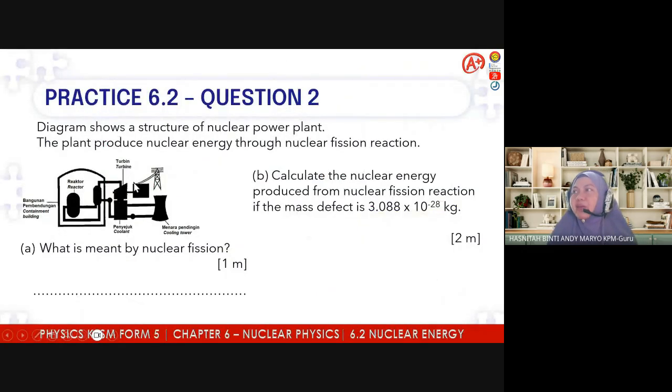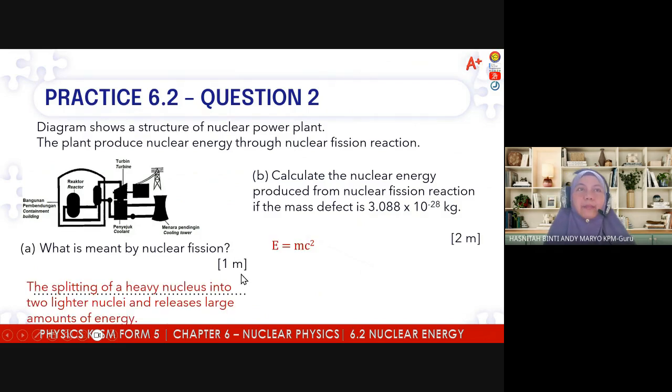Question 2. They give you a structure of a nuclear power plant. First, what is meant by nuclear fission? Again, students, what is nuclear fission? It is a process of splitting of a heavy nucleus into two or more lighter nuclei and releasing a large amount of energy.